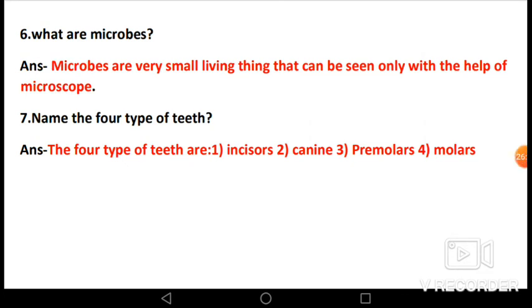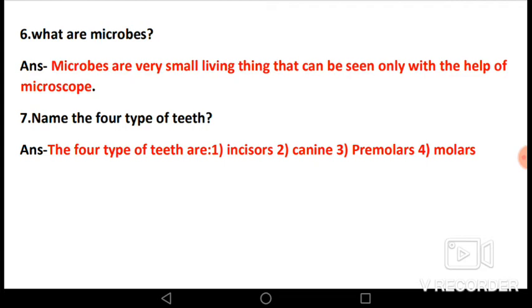Now let's see the sixth question. What are microbes? The answer is microbes are very small living things that can be seen only with the help of a microscope, which is an instrument to see this kind of small living thing. Microbes are of four main types: virus, bacteria, fungi and protozoa.